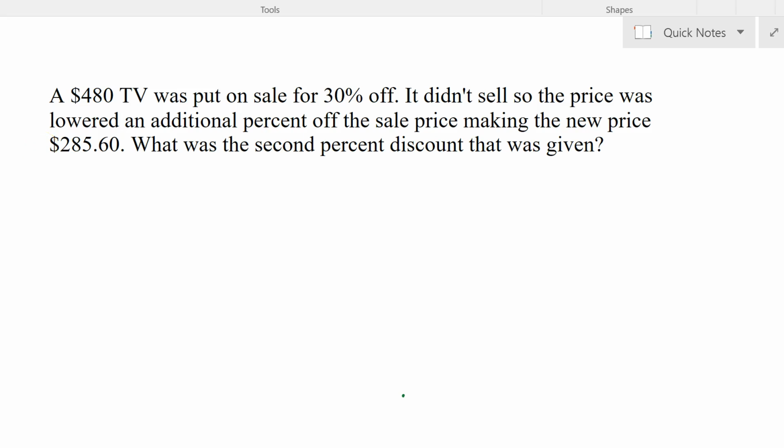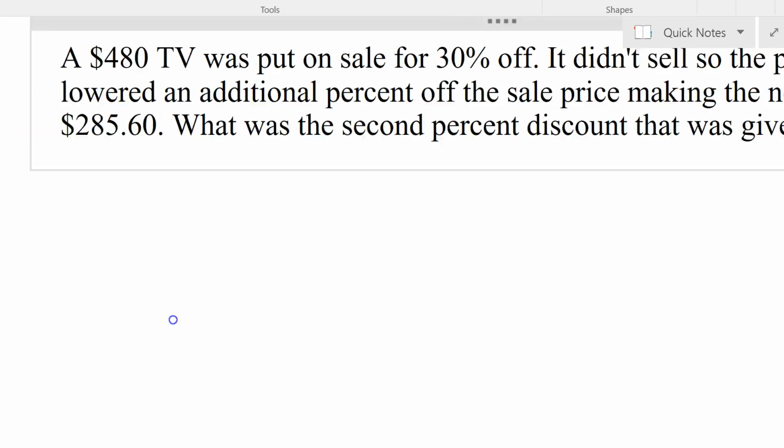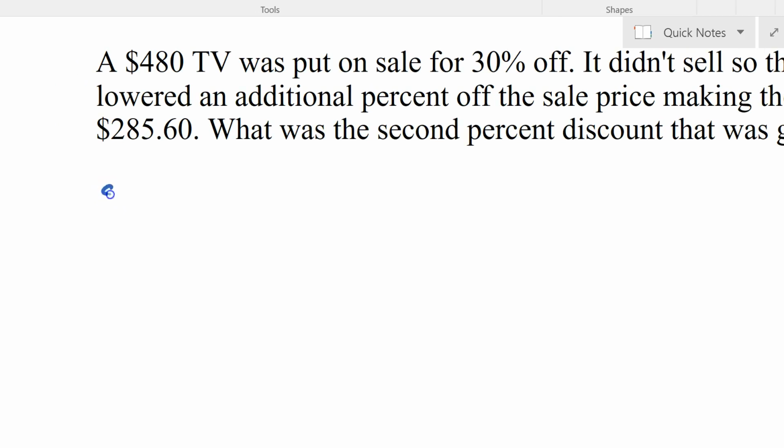So this question is really broken down into two steps. Step one is we need to find 70% of $480. Let's do that two ways. It's the same thing, but let's make sure we understand where this comes from. The reason we find 70% is because if it's 30% off, that means it's 70% of $480.